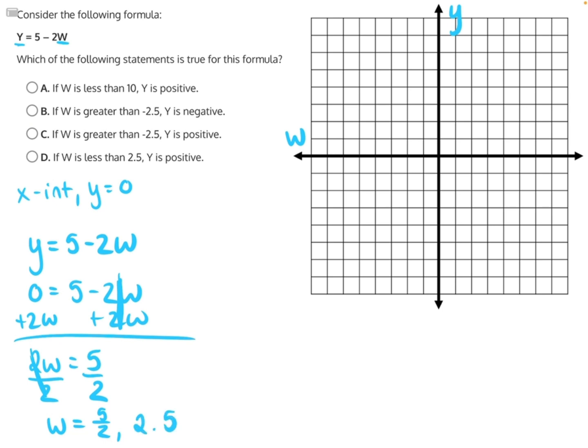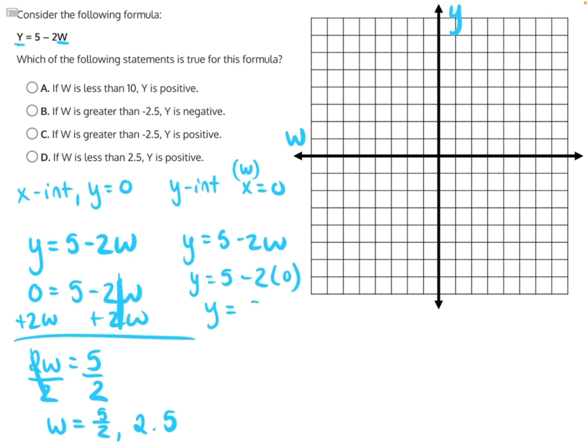Now let's find our y-intercept, or where x equals 0, or in this case, w. We have y equals 5 minus 2w, and we'll need to substitute 0 in for w. 2 times 0 will just give us 0, so we'll have y equals 5, because this will have completely canceled itself out. So our 2 points that we need to plot are (2.5, 0), that's our x-intercept, and then our y-intercept of (0, 5).